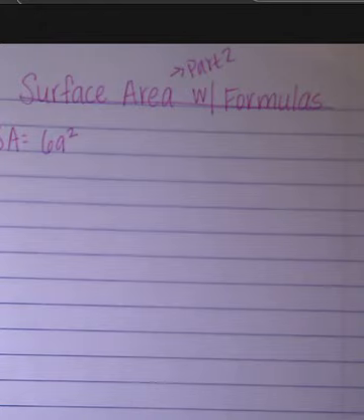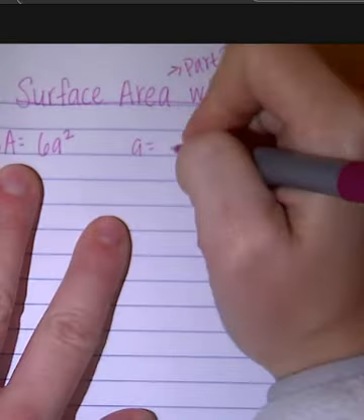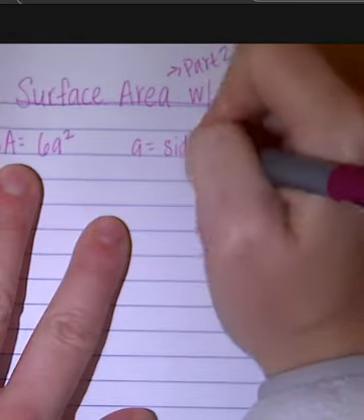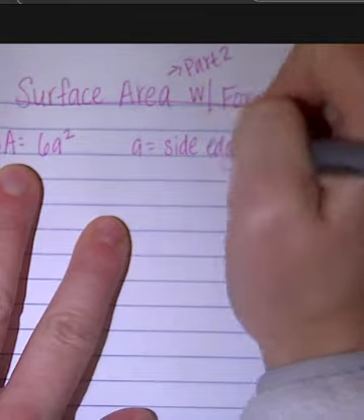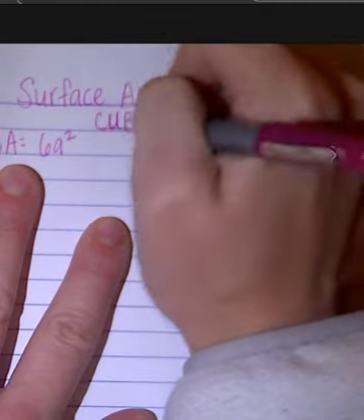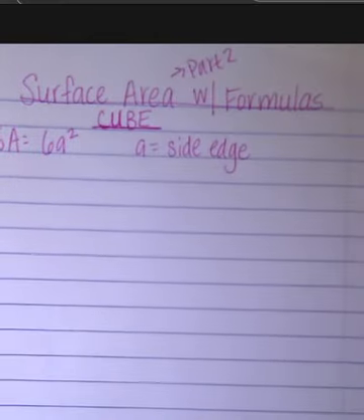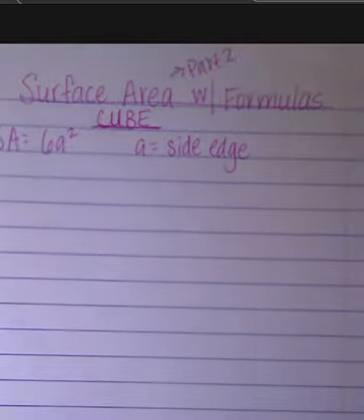So surface area equals 6 times A squared. A is the side edge. Okay, and let's make sure we know this is a cube. Okay, a cube. Like a dice or a square box, anything that's a cube.